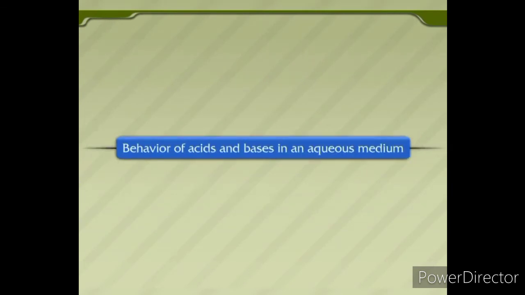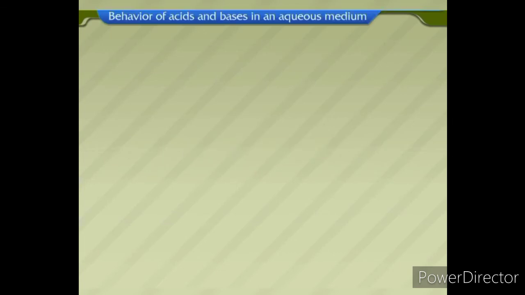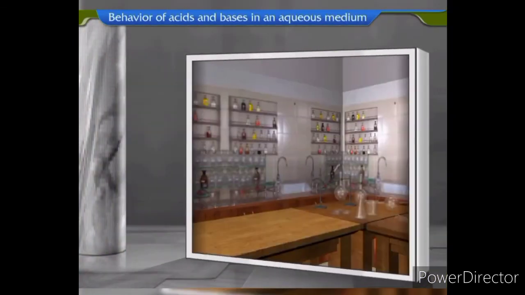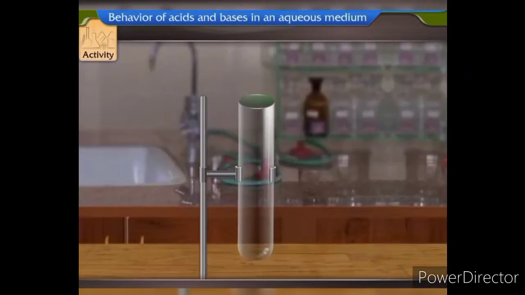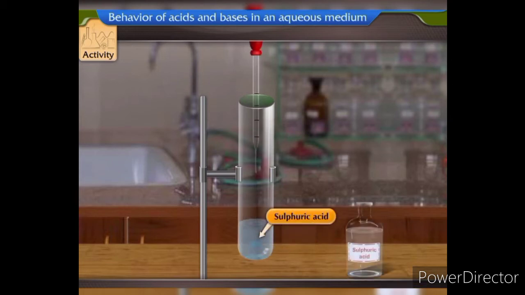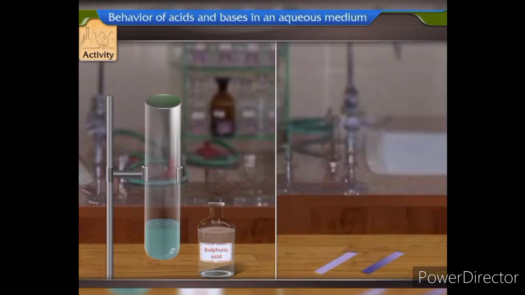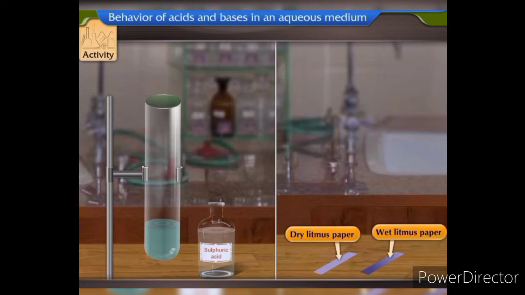Behavior of acids and bases in an aqueous medium. Activity: Take about 0.5 grams of copper chloride in a test tube. Add a few drops of concentrated sulfuric acid. There is a gas evolved. Now, test the gas with dry and wet litmus papers.